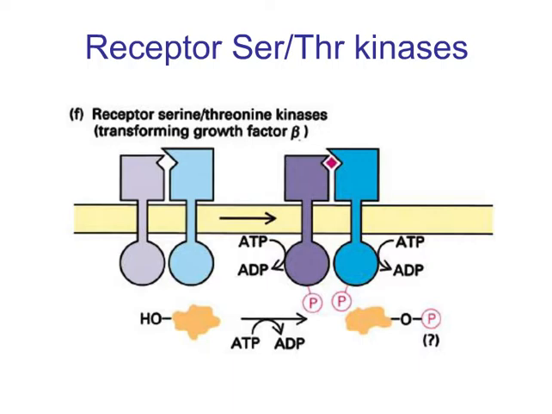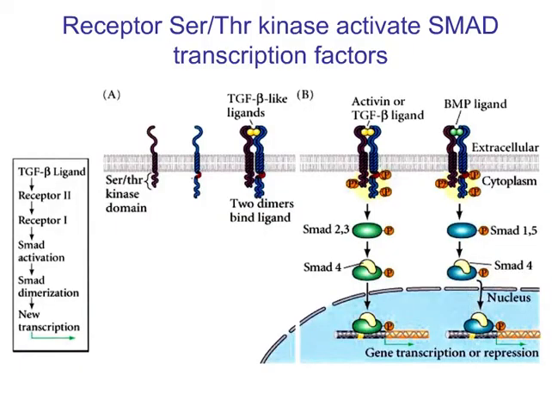The receptors for the transforming growth factor beta superfamily of signaling molecules have a similar mechanism as receptor tyrosine kinases, except they have serine-threonine kinase activity. They will phosphorylate substrate proteins on serine and threonine residues instead of tyrosine residues.